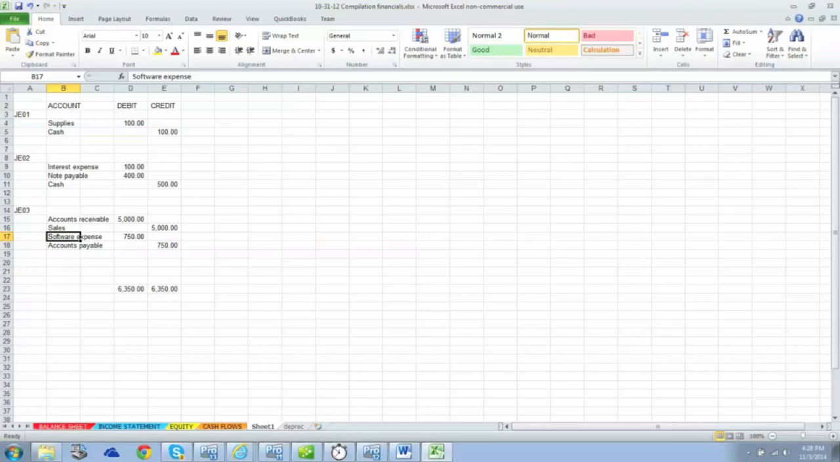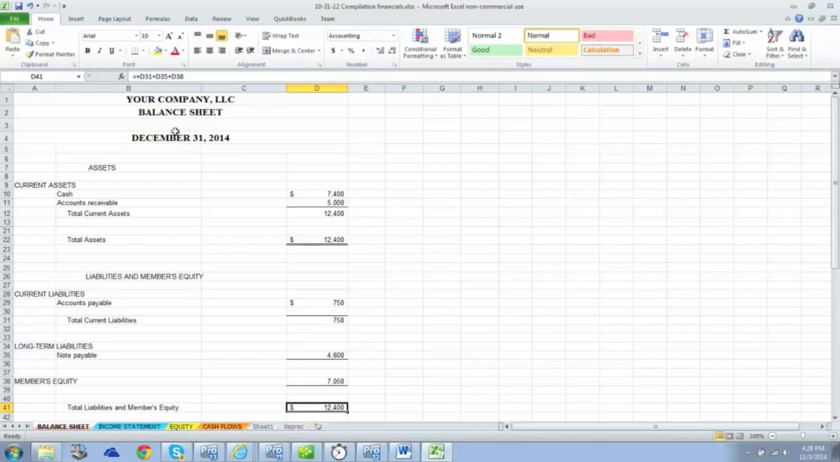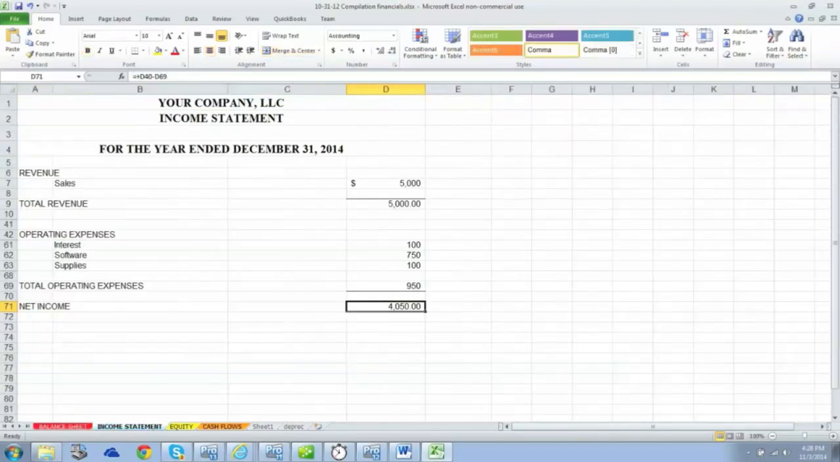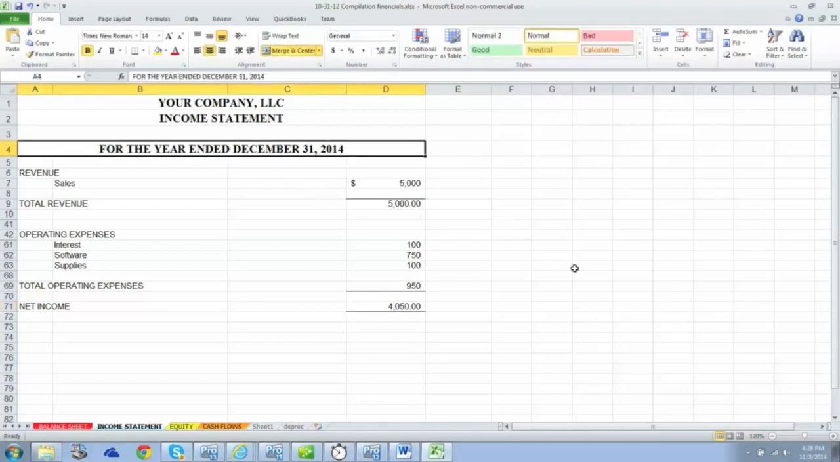Now, also you need to note that the balance sheet is basically just a snapshot of your business. So this is a snapshot of your business as of December 31st, 2014. The income statement is not a snapshot. It's for a time period. So this, as you can see right here, is for the full calendar year ended December 31st, 2014.